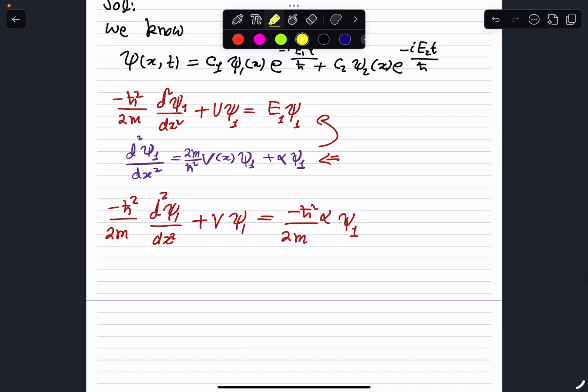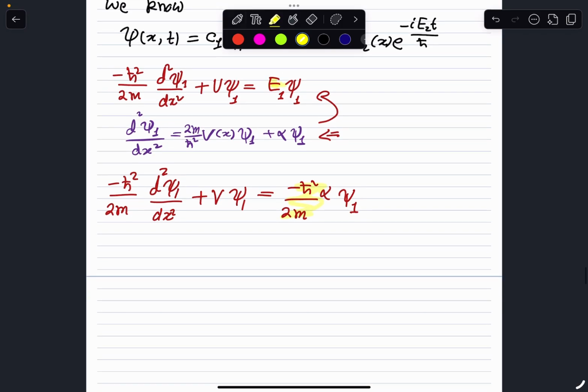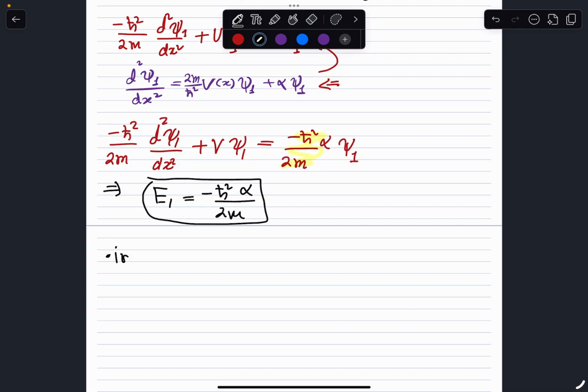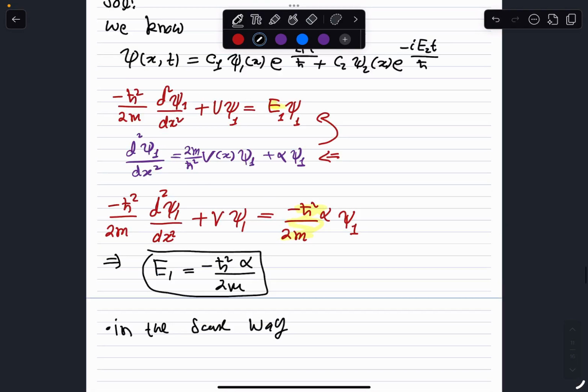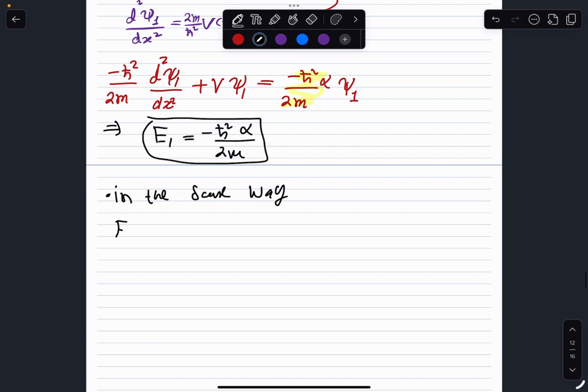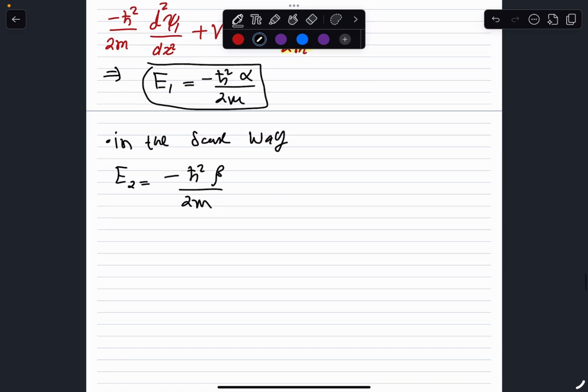So now if we compare this equation and this equation, we can see clearly that E1 is equal to minus h bar squared alpha over 2m. Now similarly, in the same way, because they have the same form, let me check. Yeah, they have the same form, as you can see. E2 is equal to minus h bar squared beta over 2m.